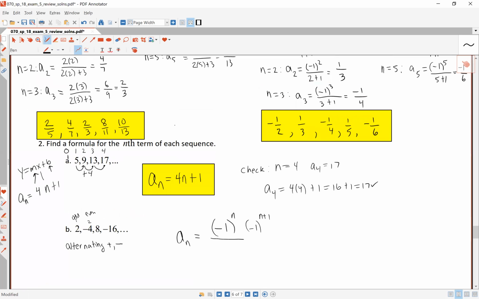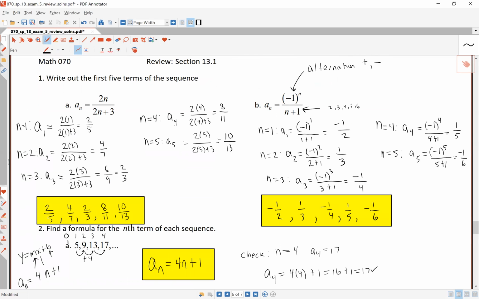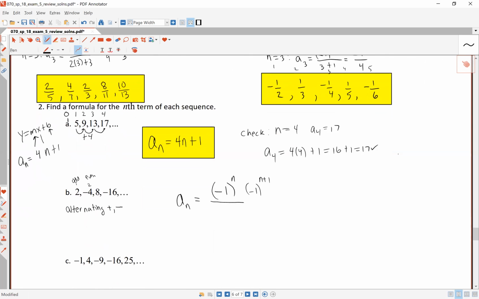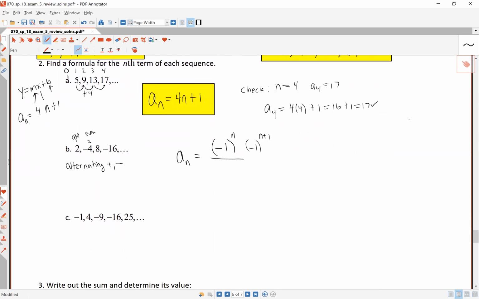And we recognize from 1b that here the odd terms are negative, because the first, the third, and the fifth are negative, and that was to the n power. To make the even terms negative, you use the n plus 1. Because plugging in 1 gives you -1 to the 1 plus 1, which is -1 squared, which is +1.